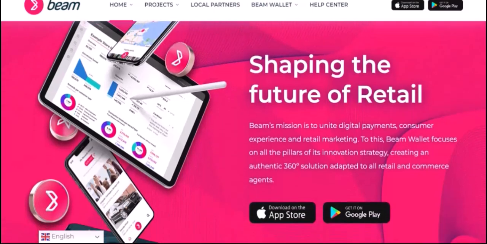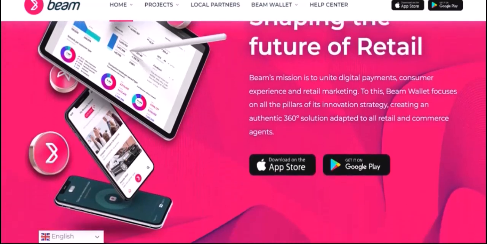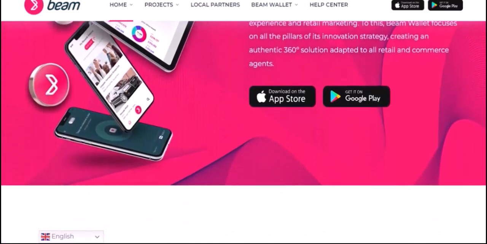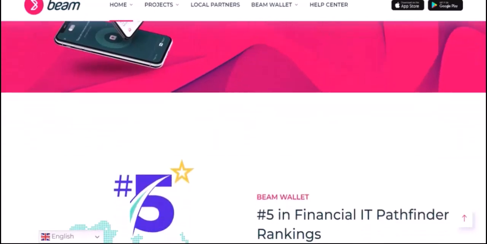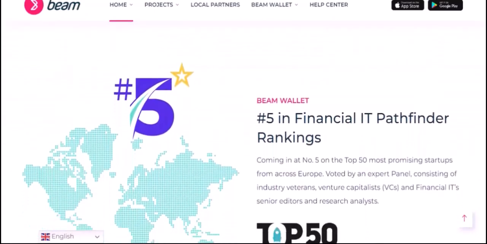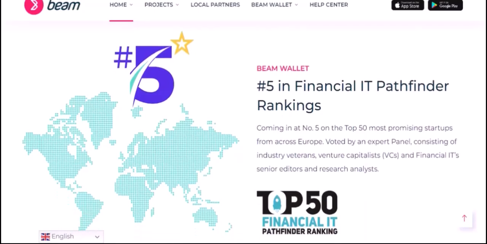What is a Beam token? Before we get into its uses, let's understand what a Beam token is. Think of it as a digital currency, but with a twist. Beam is a privacy-focused cryptocurrency, meaning it prioritizes the anonymity and confidentiality of your transactions.